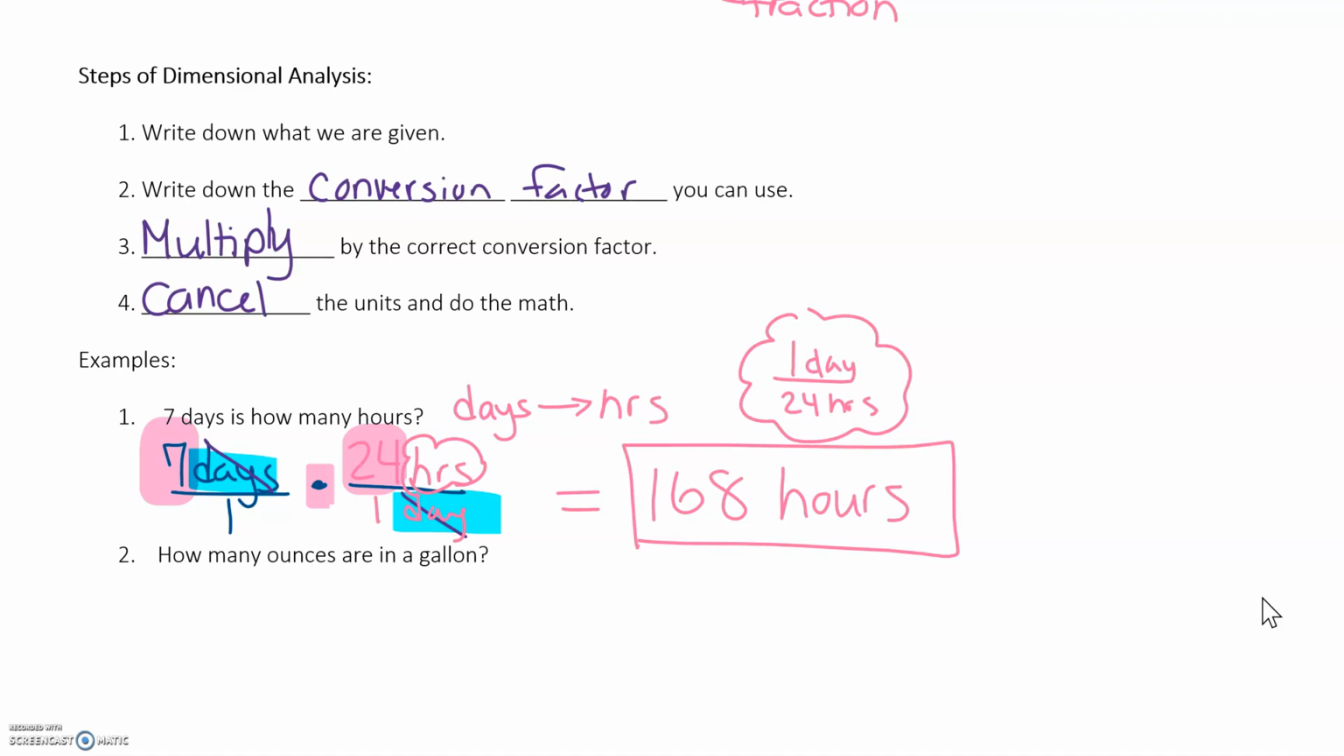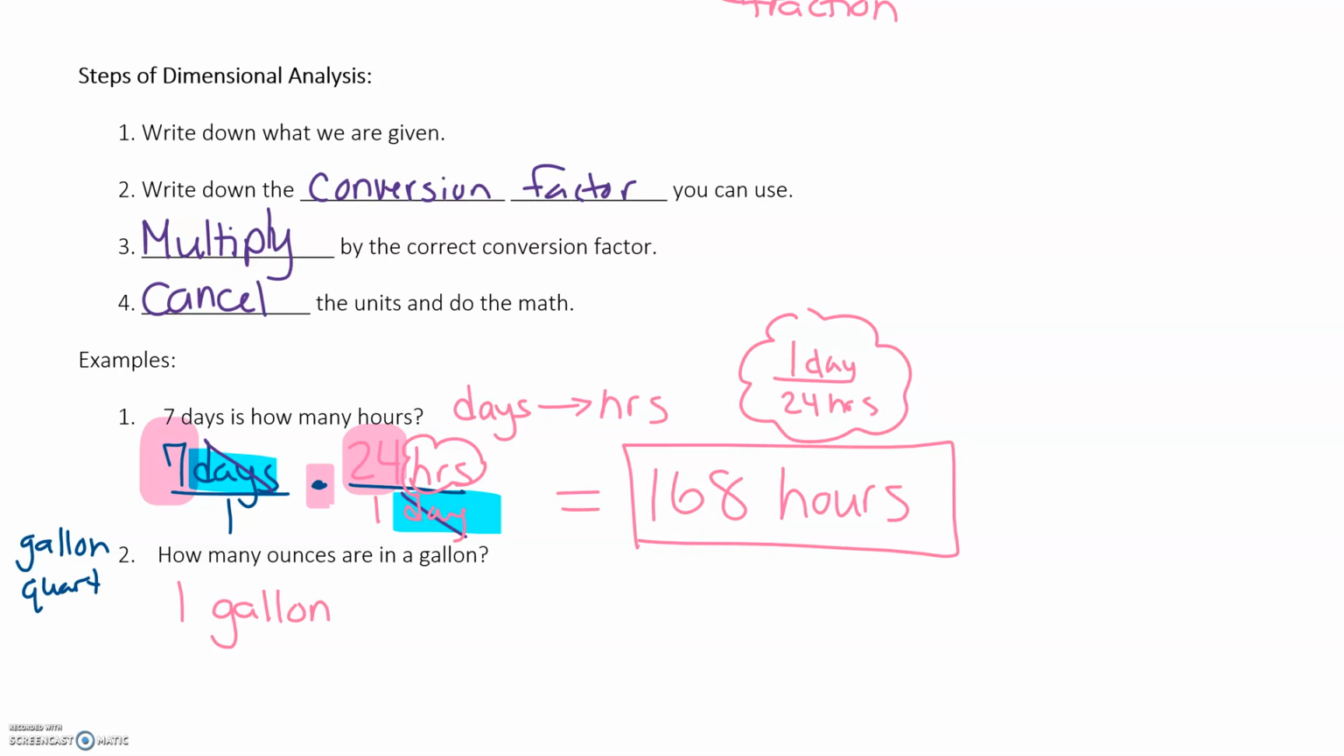Okay, so this one's going to take a few more steps because we need to go from 1 gallon to how many ounces. So if we start with 1 gallon, we need to be thinking through what do we move through next. Well, the next smallest thing that we can go to from a gallon is a quart.